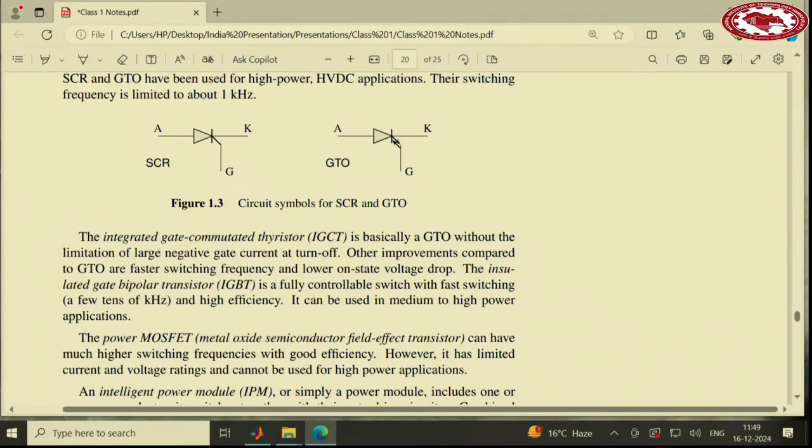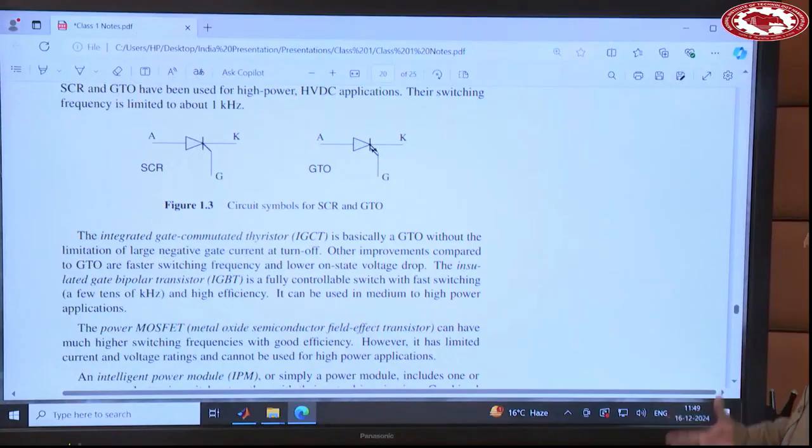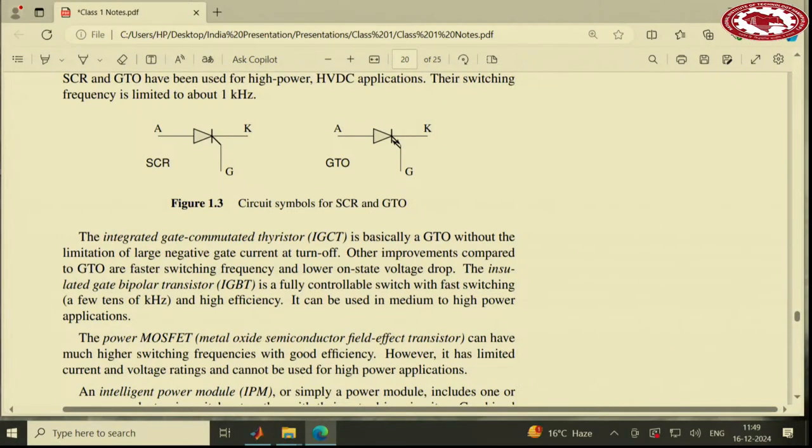IGCT is a GTO in terms of a structure, but that limitation of GTO, which is large amount of negative current at the gate, has been addressed. And also the switching frequency is higher and the on-state voltage drop is lower compared to the GTO.